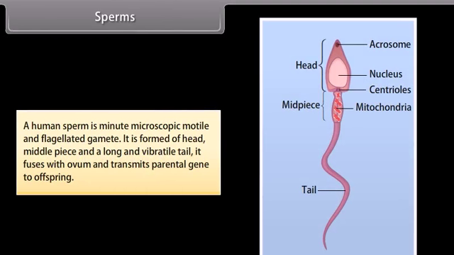Sperms. A human sperm is a minute, microscopic, motile and flagellated gamete. It is formed of a head, middle piece, and a long and vibratile tail. It fuses with the ovum and transmits parental genes to the offspring.